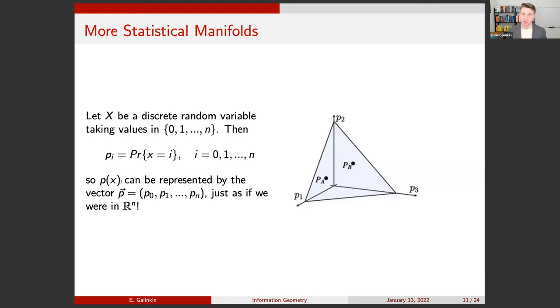This probability simplex is super useful in game theory. And you actually see it come up a lot in geometric formulations of game theory, because it's a lot easier to deal with a vector than it is to deal with multiple probability distributions.